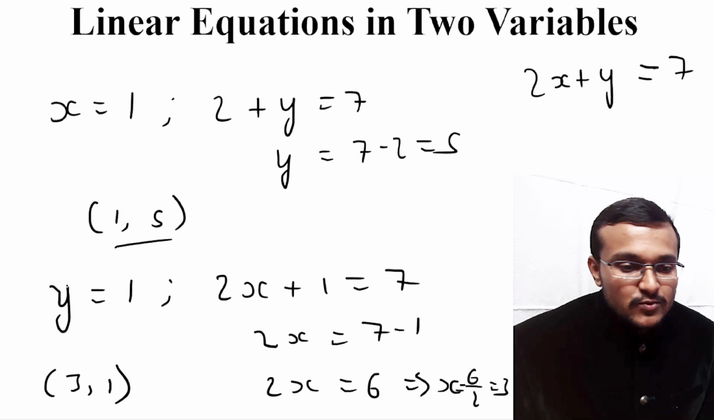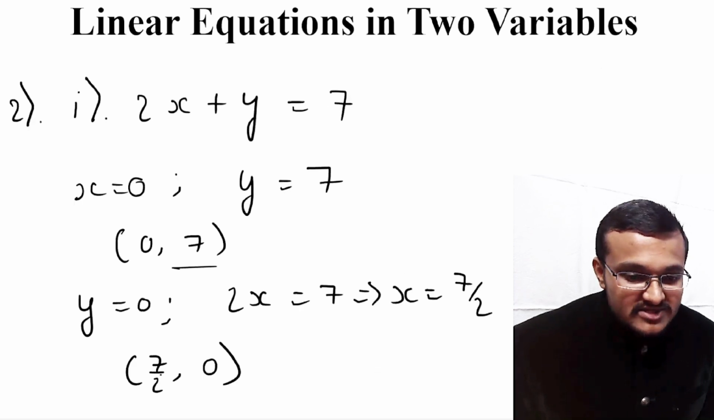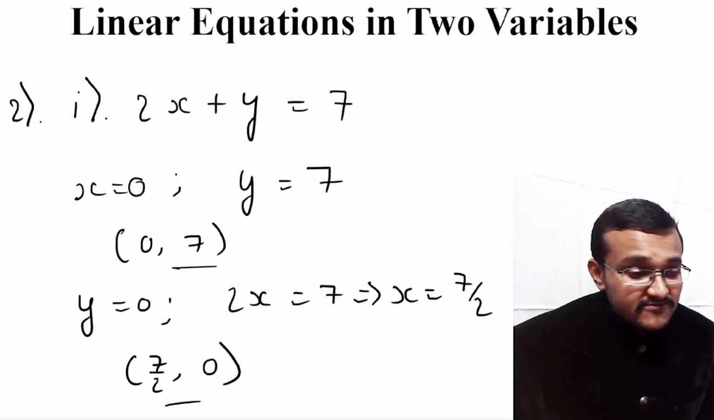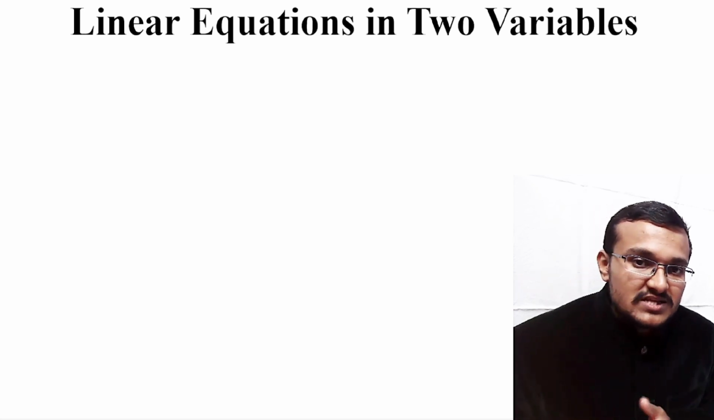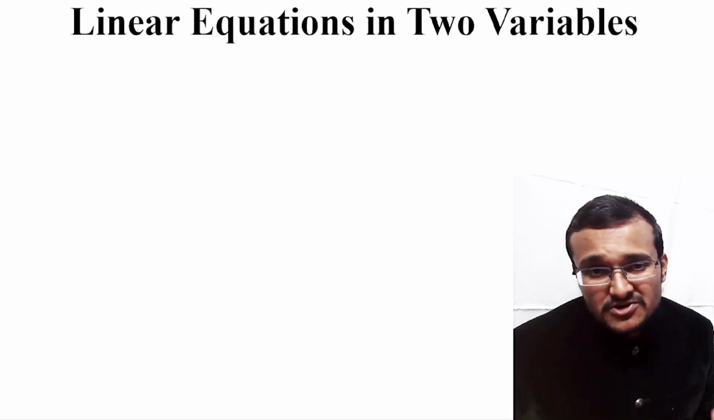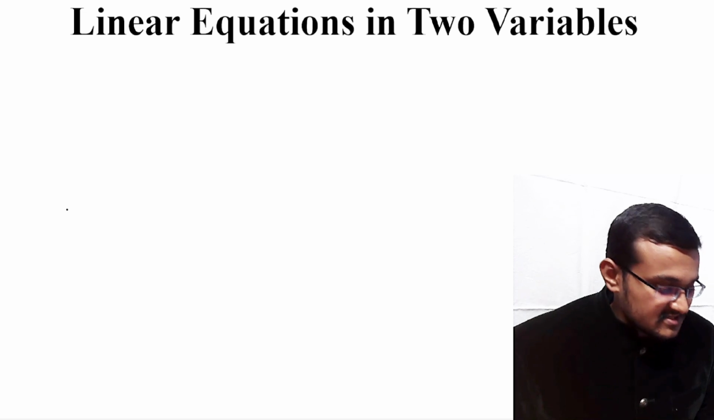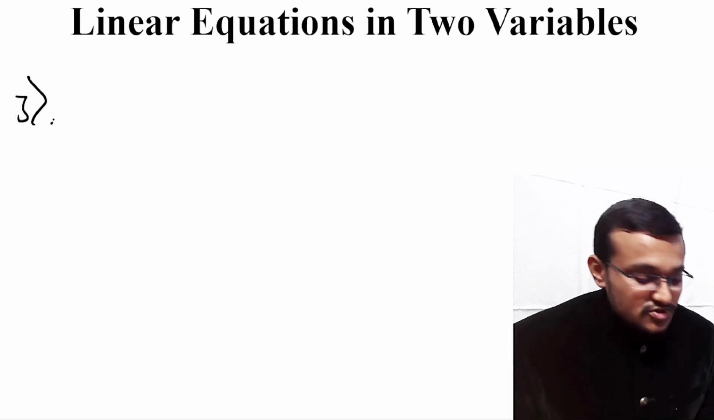So (3, 1), (1, 5), (0, 7), (7/2, 0) are the 4 different solutions for this first question. The remaining 2 questions you can solve on your own and you can find out infinitely many solutions. Now we'll look into the third question.